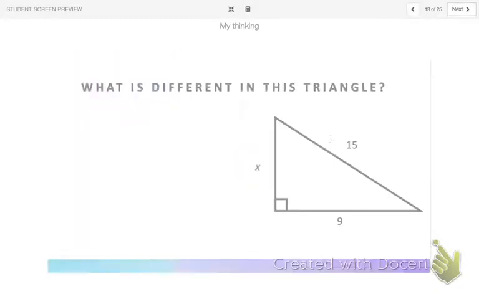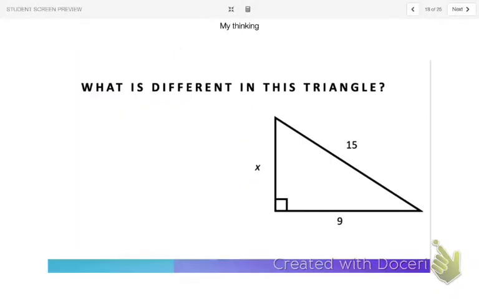So if we look at this triangle here, across from the right angle, we have 15, and we have a side length of x and 9. What's a little bit different about this triangle is that we are actually missing a leg instead of the hypotenuse. In the first video, we were figuring out what would happen if we were missing the hypotenuse, or C, and how you would do that. But in this video, we're actually missing a leg.